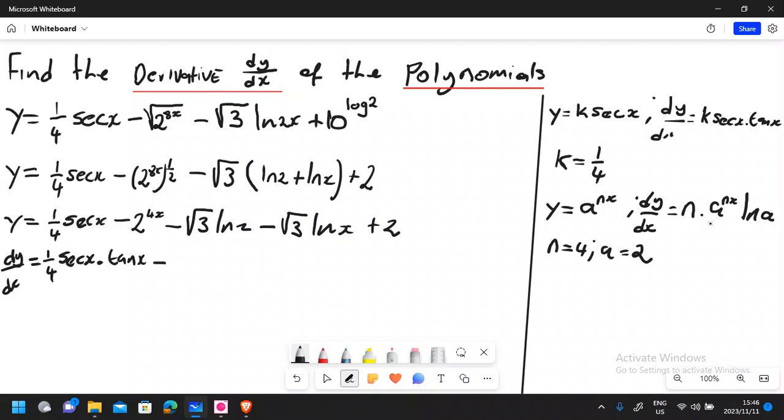And then when you look at this formula here, we have n, and what is our n? Our n is 4. All right, then multiply, and then we have a. What is our a? Our a is 2. And then what is our n? It is an exponent. Our exponent is 4. And then we have multiplied by x, and then multiply by natural log base. So a here is going to be 2. So that is that, guys.